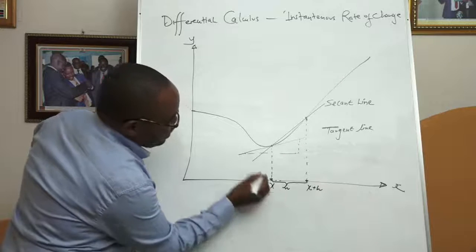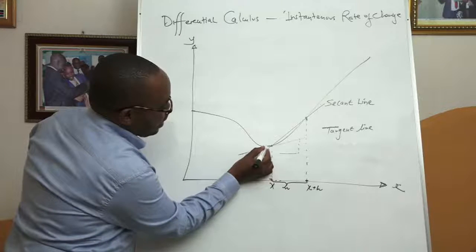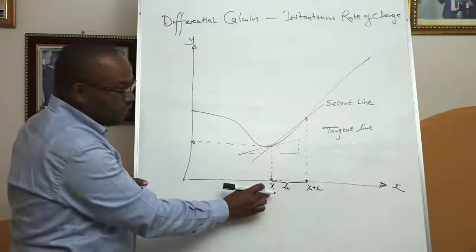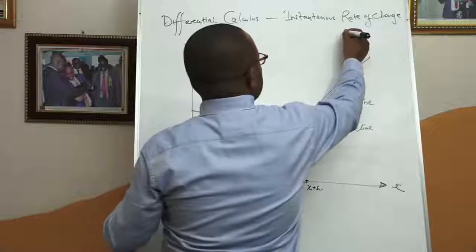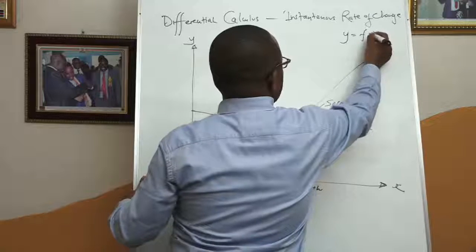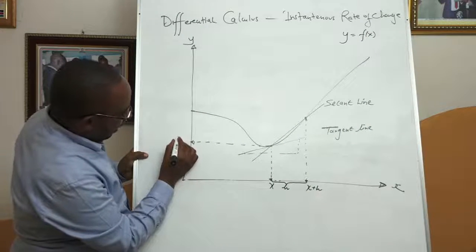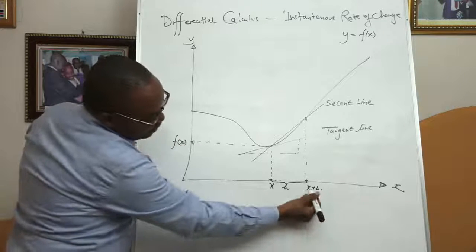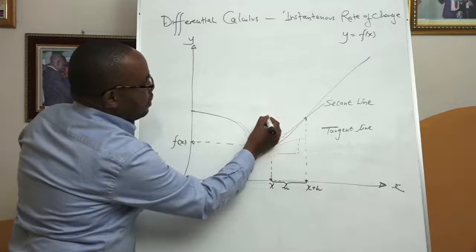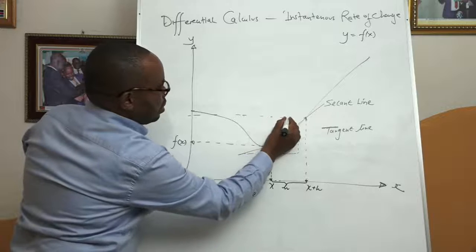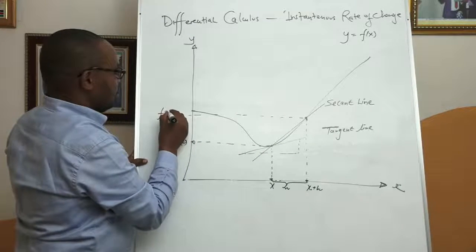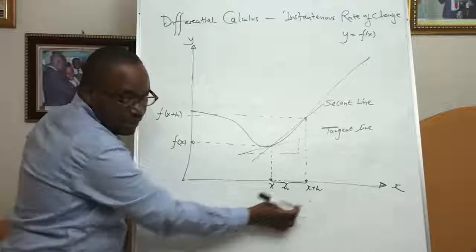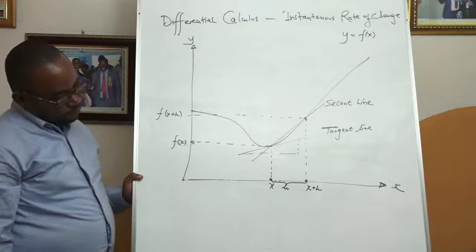Therefore, when we have x here, what is y at the point of x? y is dependent on x. Remember, since y is dependent on x, y is equal to a function of x, f(x). In the same manner, when x is x plus h, our y is going to be a function of x plus h. We replace x with x plus h. Very well.